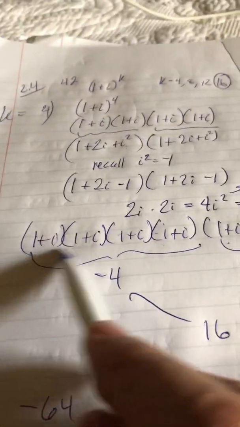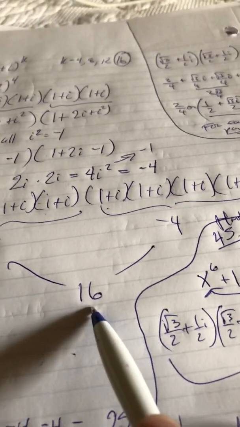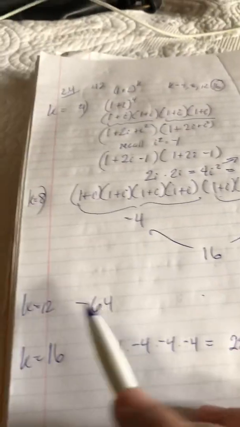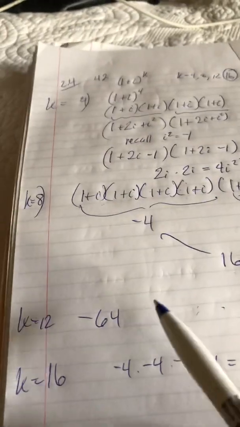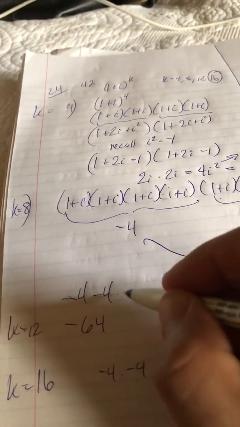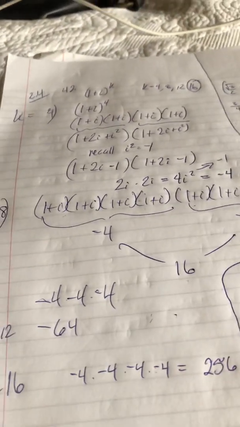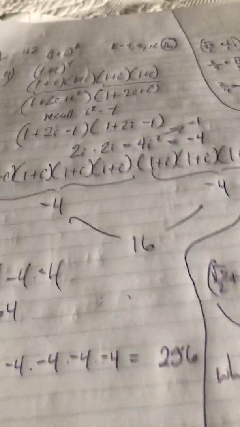So I wrote out 8. There's 4 of them, there's 4 of them. This group will give me negative 4, this group will give me negative 4, so that gives me a positive 16. So now if I have a group of 12, I have 3 groups of 4. So that's negative 4 times negative 4 times negative 4, and I get negative 64. For 16, that's 4 groups of 4, so I end up with 16 times 16, or 256.